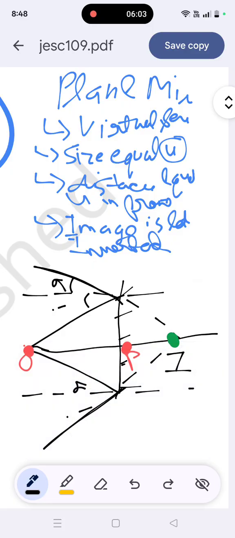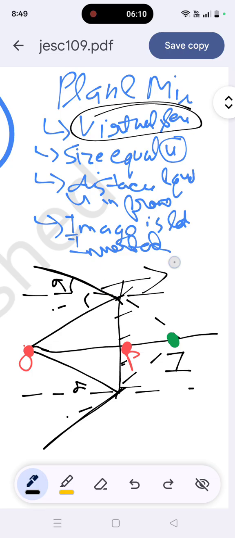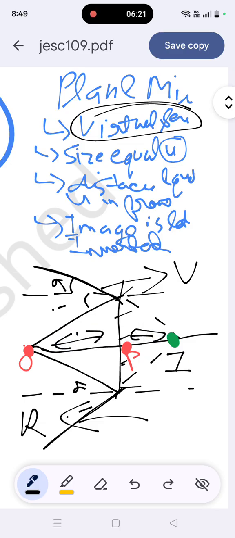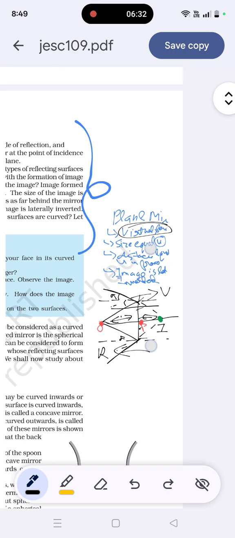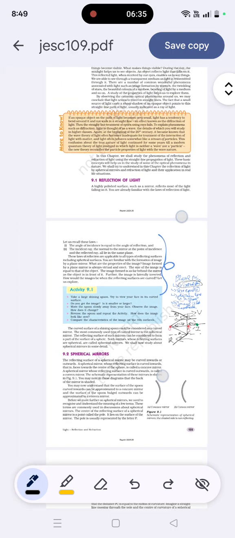So see, the image is virtual and erect. The image formed behind the mirror is virtual, and in front of the mirror is real and inverted. This is virtual and erect. The size of the object is equal to the size of the image. Distance is also equal, and the image is laterally inverted. It justifies all these properties. This is the formation of image by plane mirror.